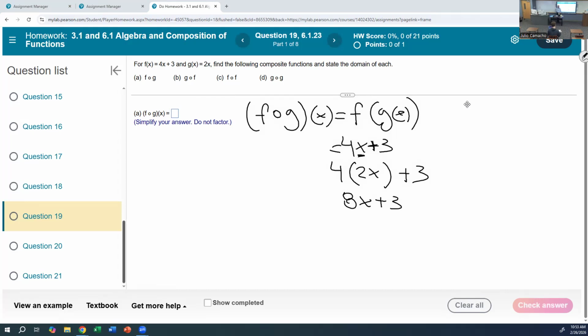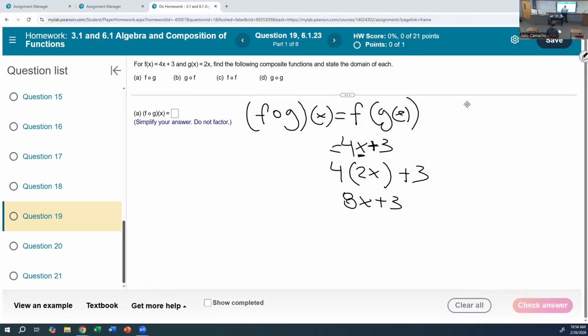Is there any number that you can input in 8x plus 3 for x that will make this 0? No? So what will be the domain? Wasn't it negative infinity to infinity? Exactly. Any real number. Exactly. Okay.